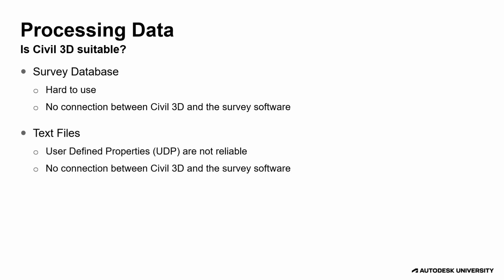I can also use text files to bring in the data, in which case if I want to have lots of attributes on my data, I'd use user-defined properties, but I find that sometimes they aren't reliable and they lose their connection and lose their data, especially when you modify the data. And once again, we have a problem of no connection between Civil 3D and the survey software.